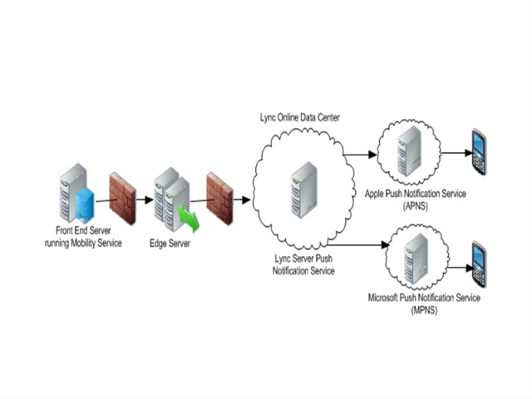In our next slide, we see an example of the architecture of the mobility services going through the Lync Online Data Center. This slide comes from Microsoft TechNet and it's available to you online. You'll notice over to the left that I have the front-end servers running the mobility service, and the traffic going out onto the internet is going through the DMZ through our edge servers, and then routing out through the Lync Online Data Center. And the Lync Online Data Center then routes the notifications either through the Apple push notification service or through the Microsoft push notification service. And from there the notifications get passed down to your clients.